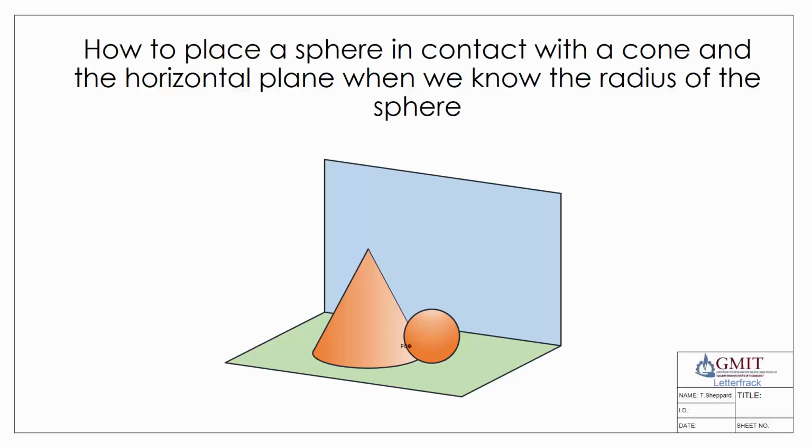Just looking at the question, one thing I'll point out is that we're placing a sphere in contact with a cone. When we say in contact, what we mean is in contact tangentially. So that means that it's in contact with it at one point and one point only. It's not digging into the solid itself. Also, if you remember your orthographic projection, the horizontal plane represents this plane here representing the ground, basically. So that's what we're trying to achieve.